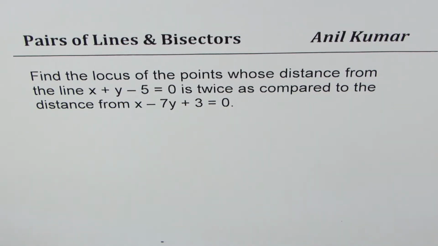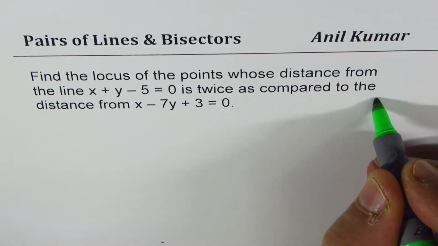I'm Anil Kumar, and now let's further explore pairs of lines and bisectors. The question here is, find the locus of the points whose distance from the line x plus y minus 5 equals 0 is twice as compared to the distance from x minus 7y plus 3 equals 0.